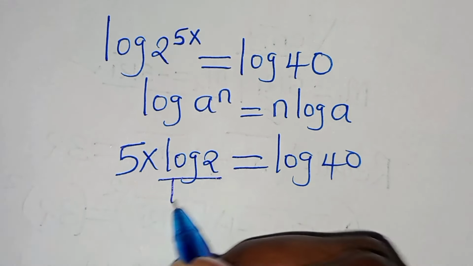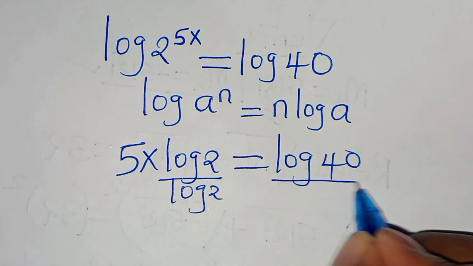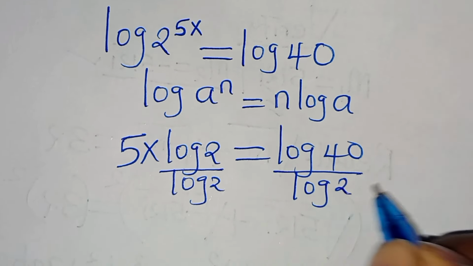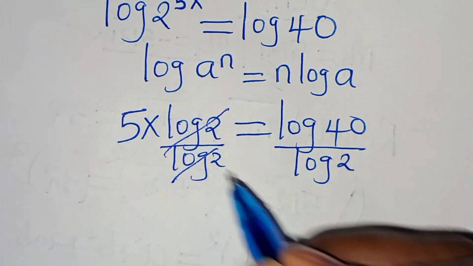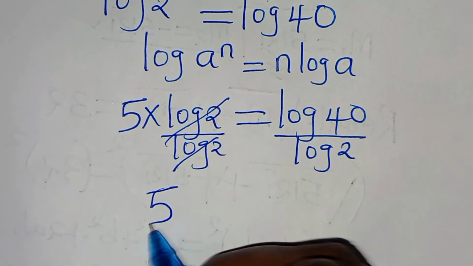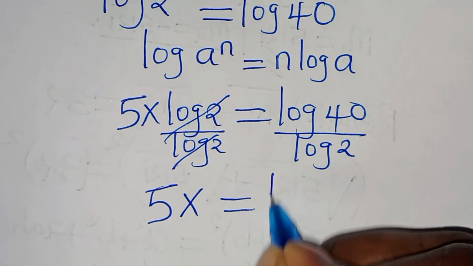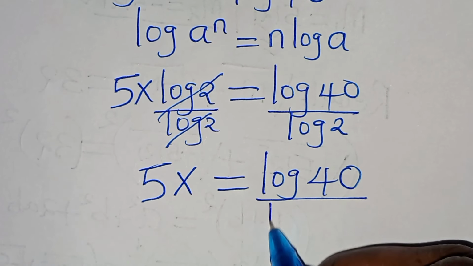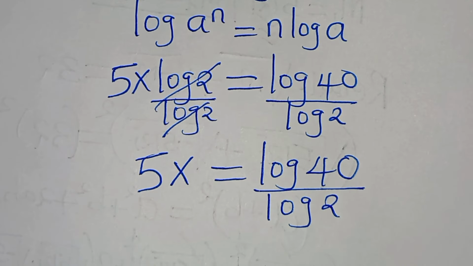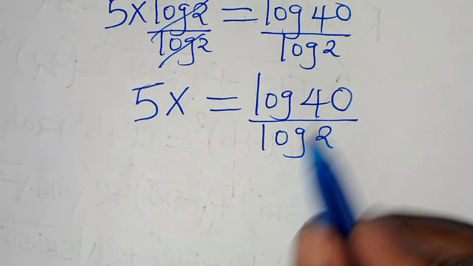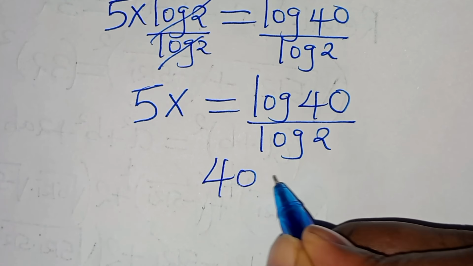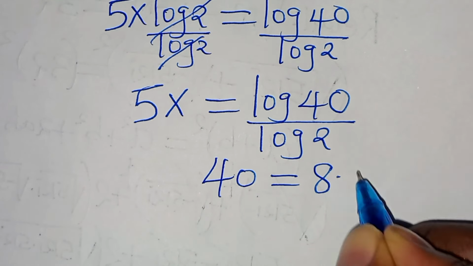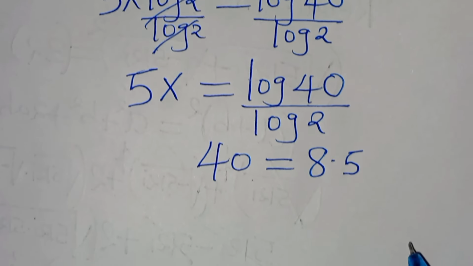Let's divide both sides by log 2. Here we have log 2. Now let's simplify log 2 and log 2 here, so that we have 5x. This is equal to log 40 divided by log 2. Now, the next step is that we can express 40. This is the same thing as 8 multiplied by 5.